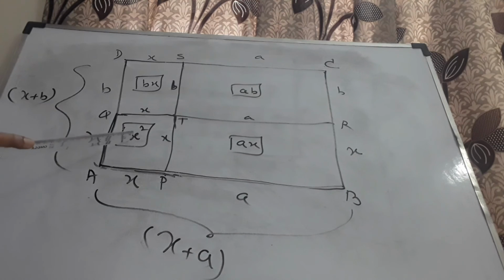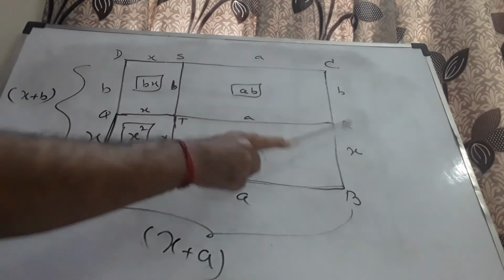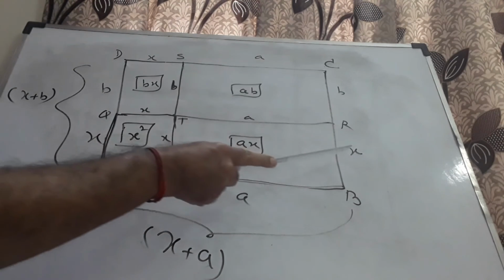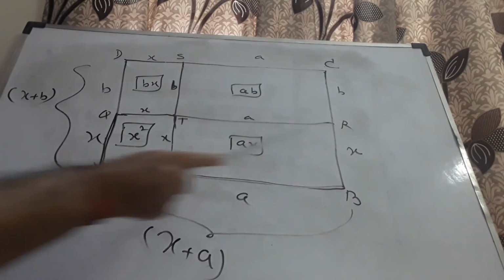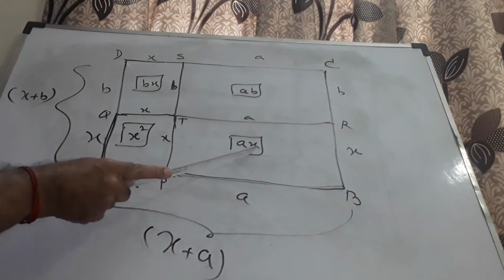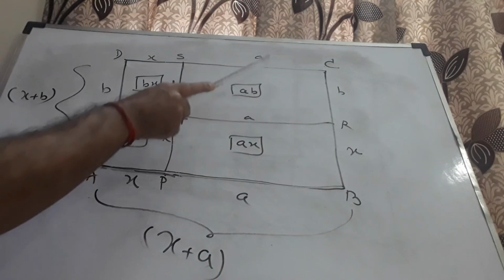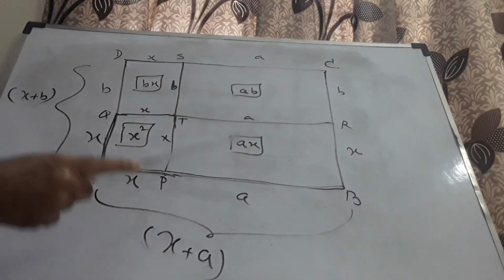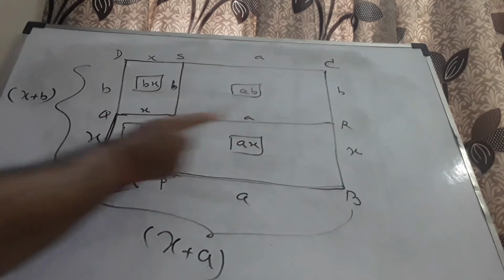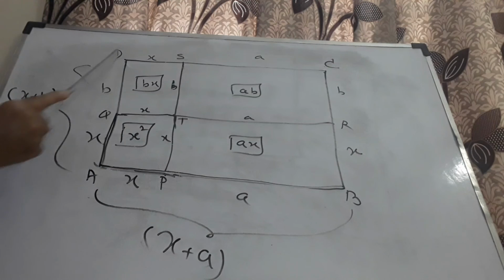All the 4 sides are equal, which is a square. Area is x². This is a rectangle. This is x. These two opposite sides are x. This is a, for ax. This is a rectangle. Opposite sides of length a units. Opposite sides here of length b units, that is ab. This is again a rectangle. Opposite sides here are x units and opposite sides here are b units, for bx.